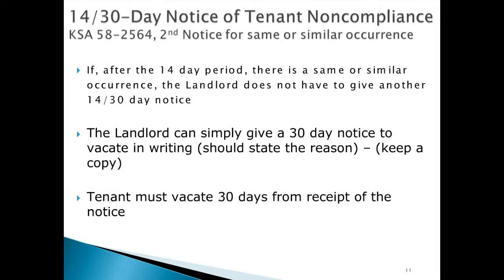If after the 14-day period there is a same or similar occurrence, the landlord does not have to give another 14/30-day notice. So, for example, if the tenant receives a 14/30-day notice for an unauthorized pet and then gets rid of the pet within 14 days, then tenancy goes on. However, after the 14-day period, if there is a same or similar occurrence, in other words, if the tenant brings another unauthorized pet into the premises, the landlord does not have to give the tenant a second chance to correct the issue. The landlord can simply give a 30-day notice to the tenant in writing. They should state the reason and keep a copy. The notice must state the tenant must vacate 30 days from receipt of the notice.